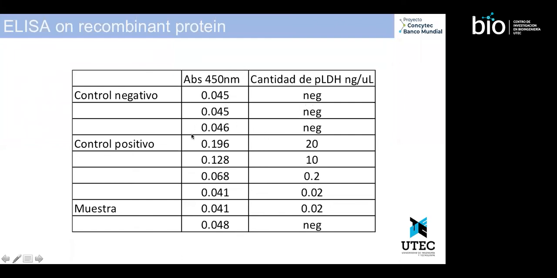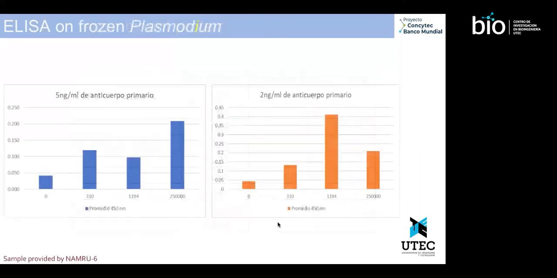Negative controls all work pretty well, and the positive controls with different concentrations will give you different detections. But since the material is very low in concentration, it is very hard to do the detection. Since we have the frozen Plasmodium, Rocio started with some preliminary measurements on the ELISA with different concentrations of the Plasmodium.